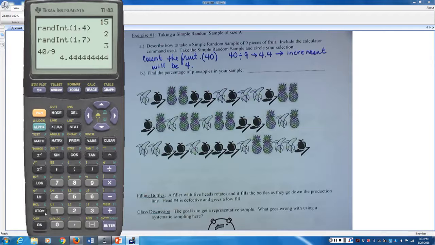I'm going to randomly choose a piece of fruit to start with. And since there's 40 pieces of fruit, I'm going to put in all 40 of them. Everybody gets a chance to be the first one. So fruit piece number 26 is going to be my first choice.